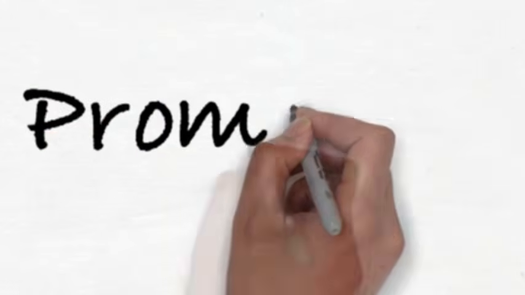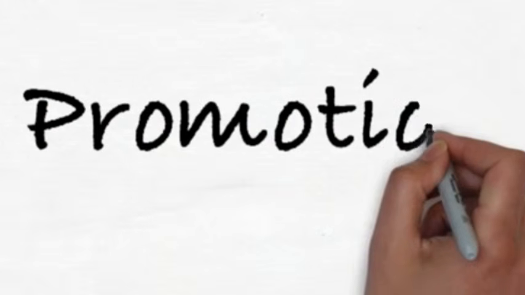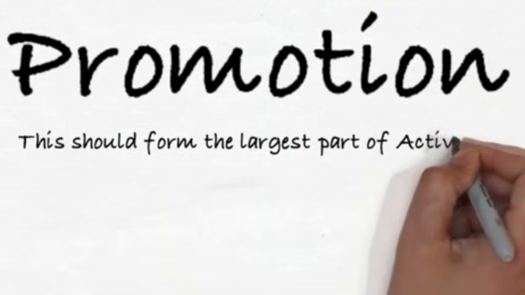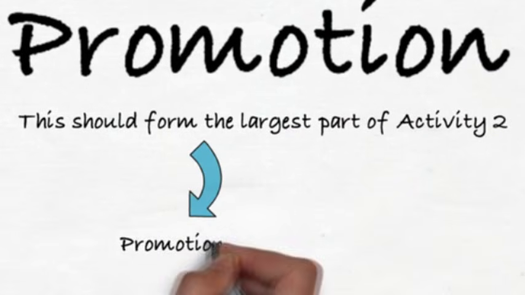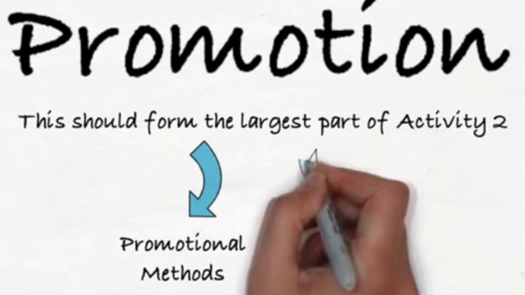The most important part of the marketing mix is promotion, which should form the largest part of Activity 2. Promotion is made up of 2 main parts: promotional methods and the marketing message.